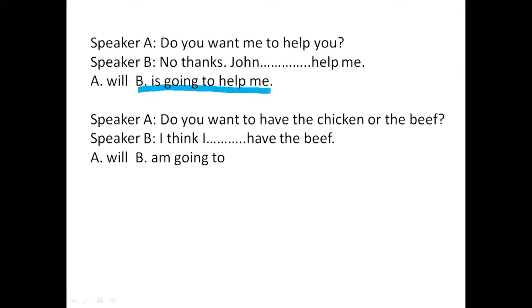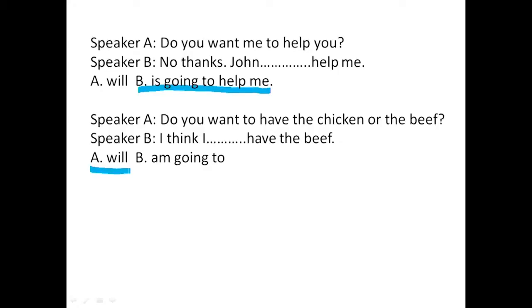Speaker A: Do you want to have the chicken or the beef? This is an immediate offer. You come to a place and you are given 2 choices. You are given 2 options, and you are required to make your choice. Okay, so: Do you want to have the chicken or the beef? Speaker B says, I think I'll have the beef. Instant decision. Somebody comes, chicken or beef? Beef, chicken. I think so. So it is an instant decision. Somebody asks you and you make your decision instantly.